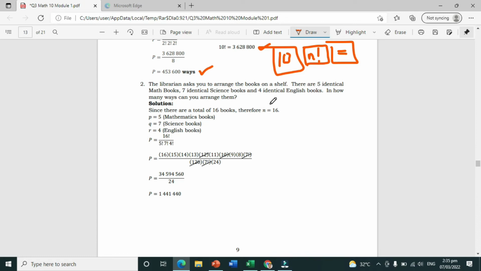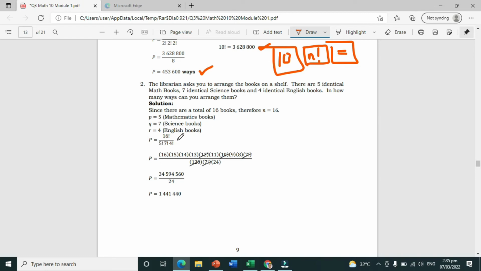Now, our solution. There are a total of 16 books. My question, why 16 books? Okay, 5 plus 7 plus 4, that is 16. Then, the identical ones, so our 5 here will be our P, the mathematics books. Our Q is 7 since there are 7 science books. R is 4 since there are 4 English books.